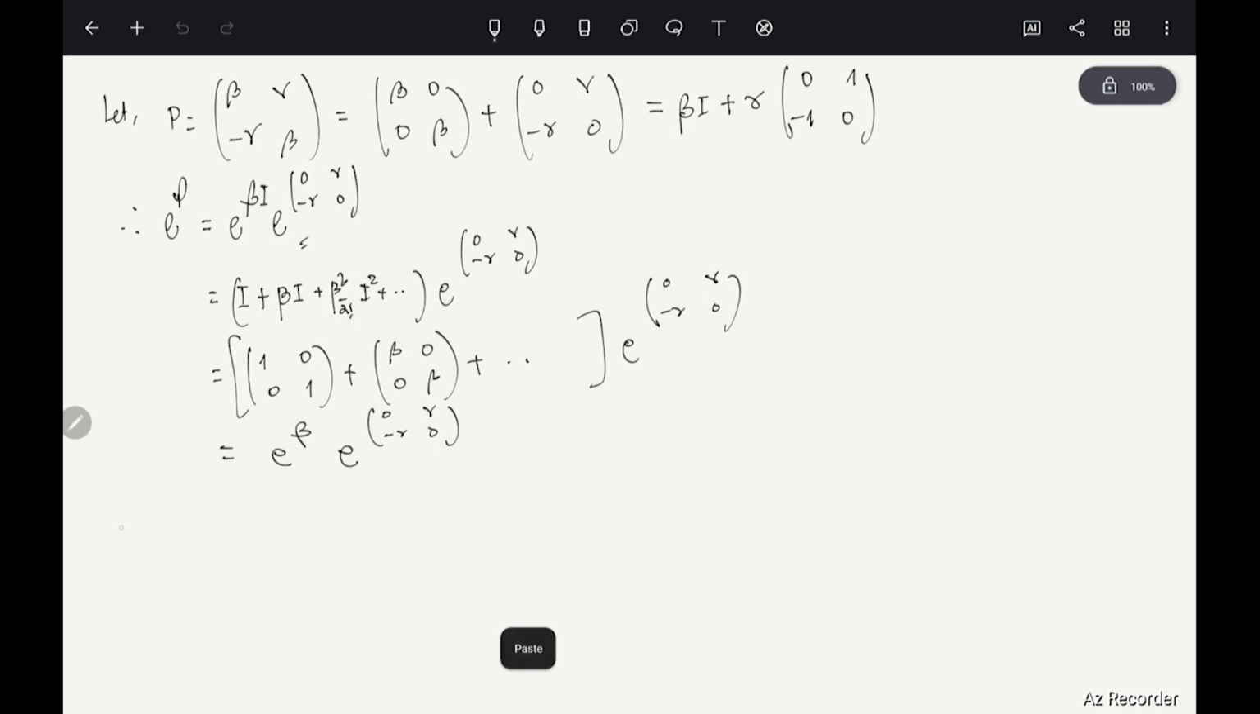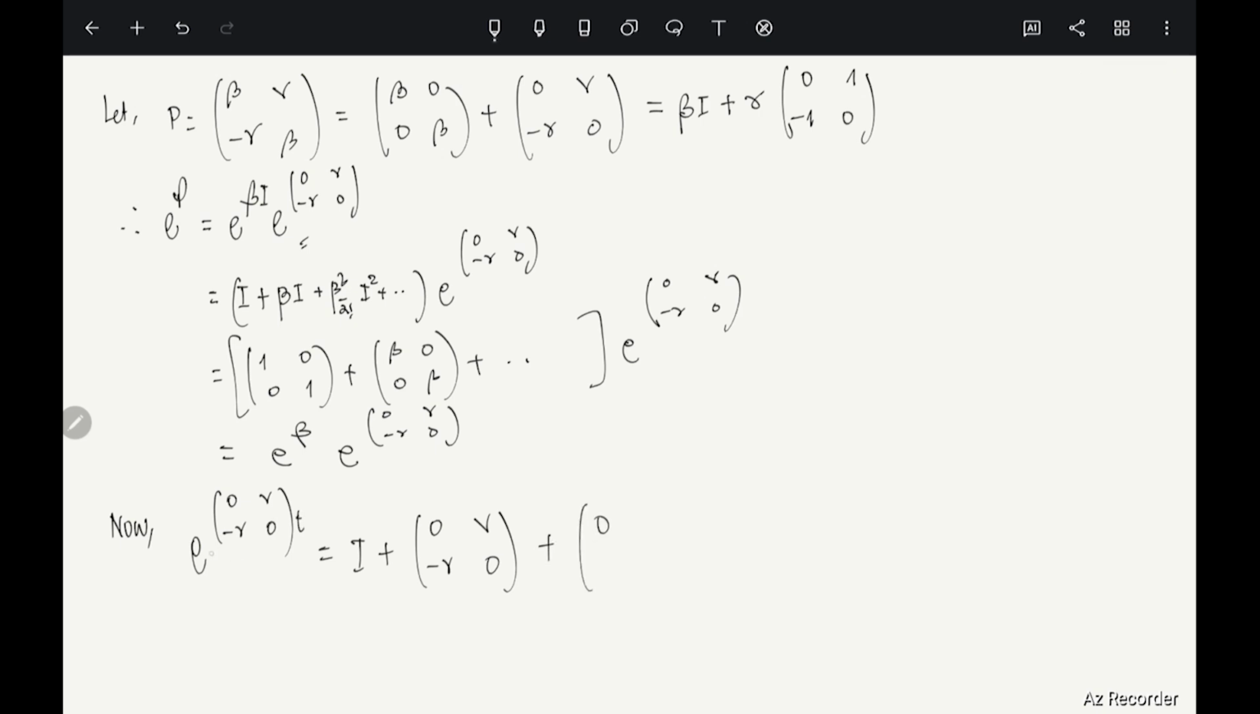Now, e to the power of [0 gamma; minus gamma 0]. What does it mean? First of all, it is the identity plus [0 gamma; minus gamma 0] times t, plus the next terms. So let's calculate e to the power of this matrix times t, because all of this is like e to the power pt. So this is t, this is t.